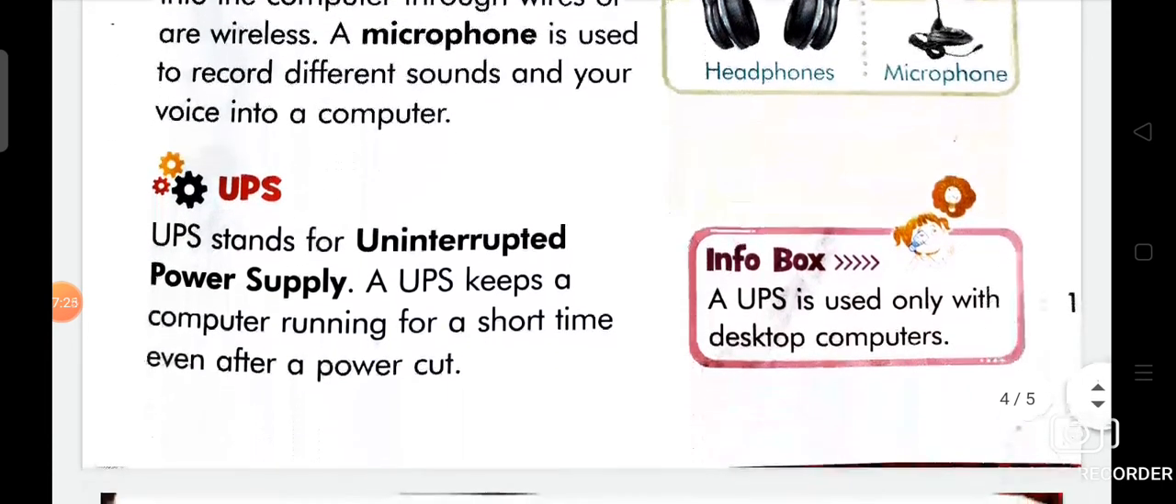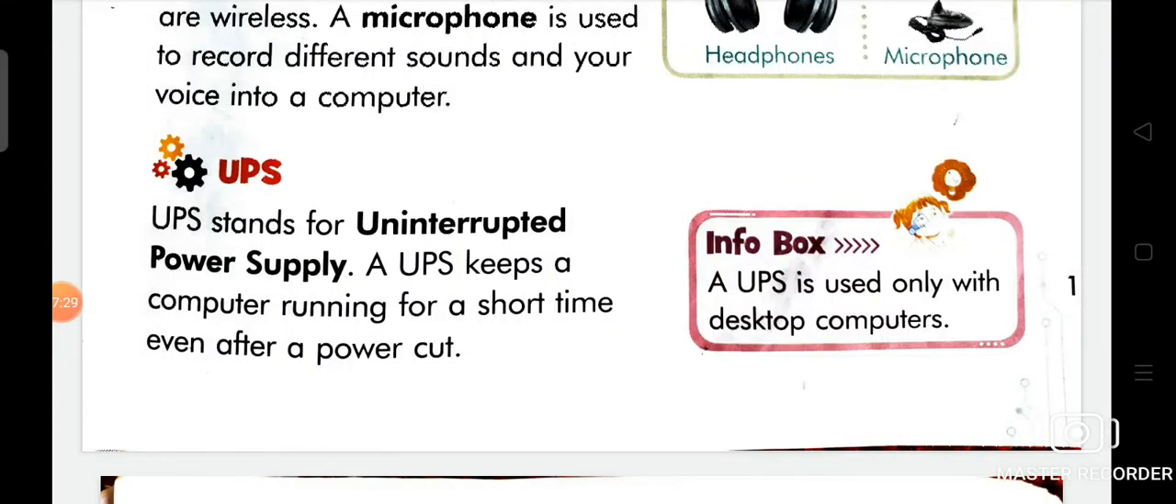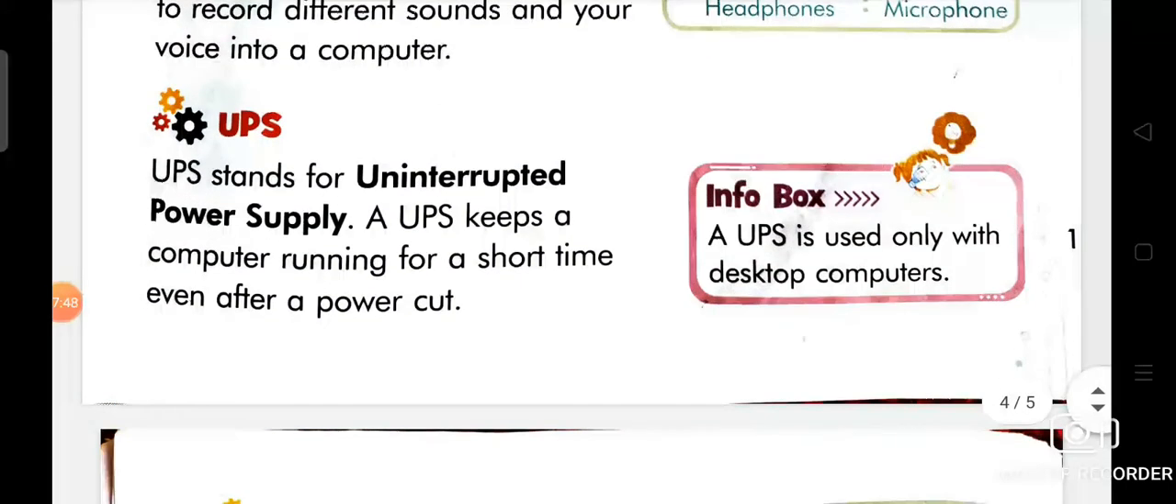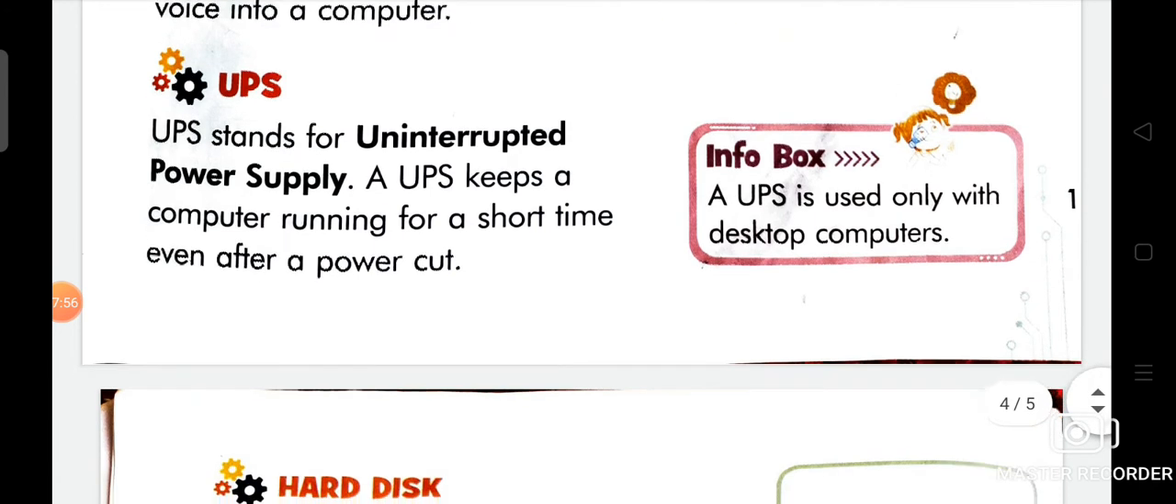Students, your next topic is UPS. UPS stands for Uninterrupted Power Supply. A UPS keeps a computer running for a short time even after a power cut. So students, what is the full form of UPS? Uninterrupted Power Supply. A UPS is used only with desktop computers.